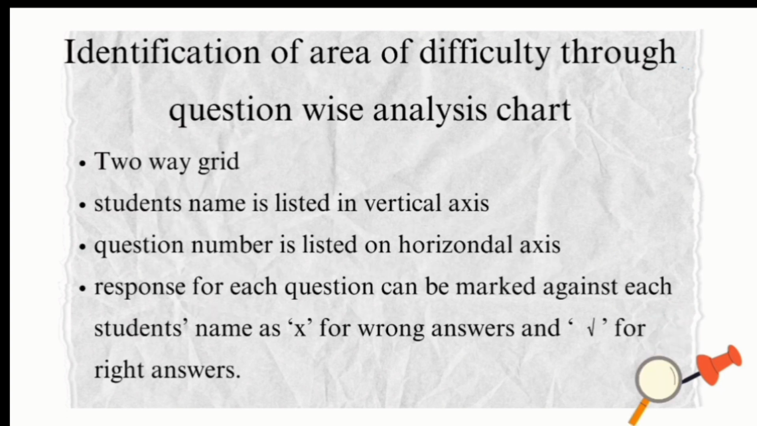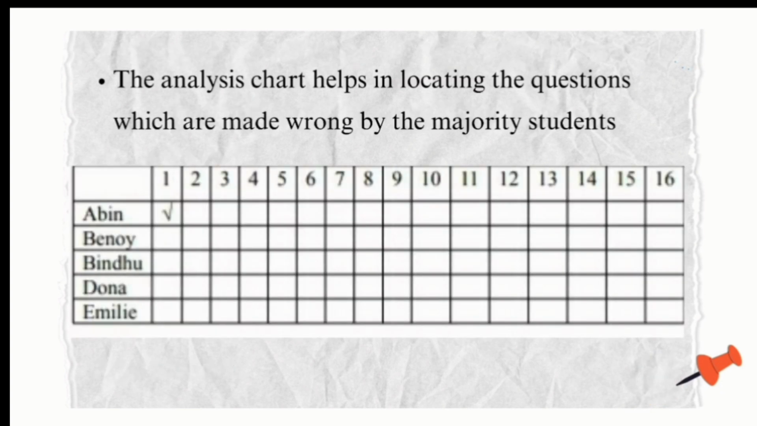In identification of area of difficulty through question-wise analysis chart, the question-wise analysis chart is a two-way grid in which students' names are listed on the vertical axis whereas question numbers are listed on the horizontal axis. The response for each question can be marked against each student's name as X for wrong answers and a tick for right answers. The analysis chart helps in locating the questions which are answered wrongly by the majority of students.